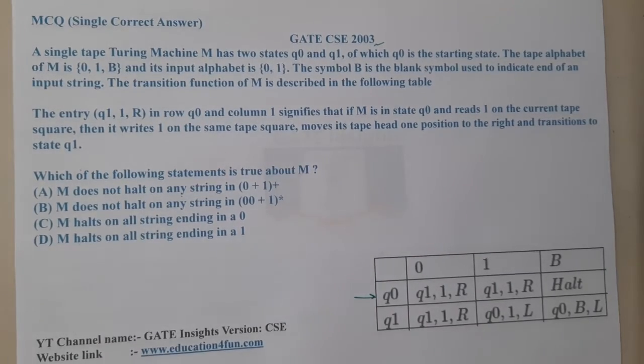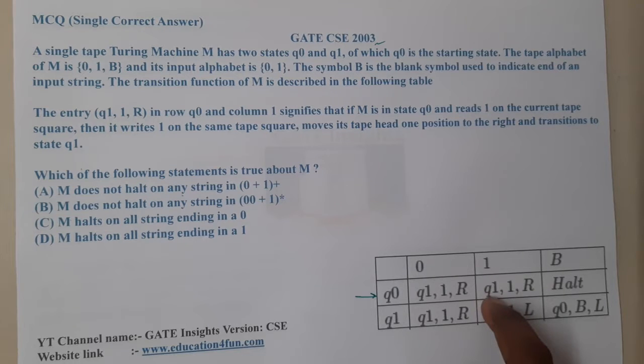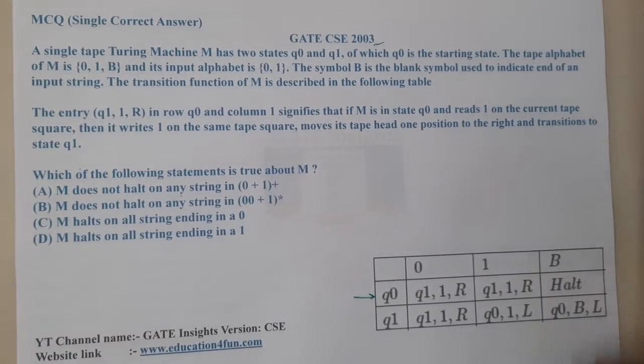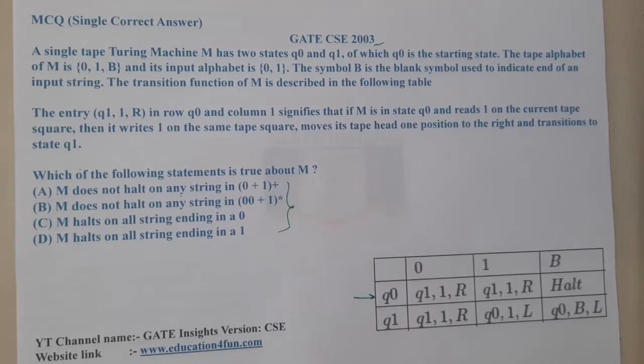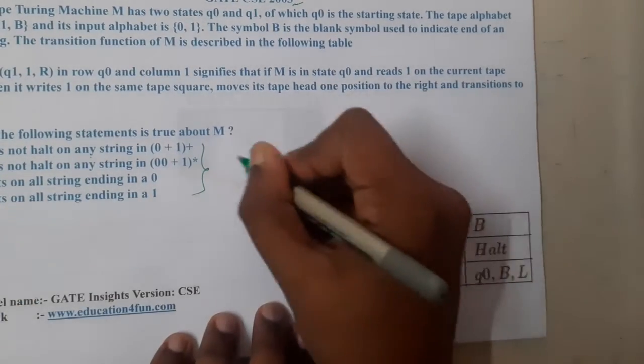The entry q1, 1, R in row q0 and in column 1 signifies that if M is in state q0 and 1 is the input on the current tape square, then it writes 1 on the same tape square and moves the head towards the right. So the appearance is exactly as per our understanding. Now they are asking which of the following statements is true, that is, what the Turing machine is doing. For easy understanding, let us first draw this Turing machine, guys.